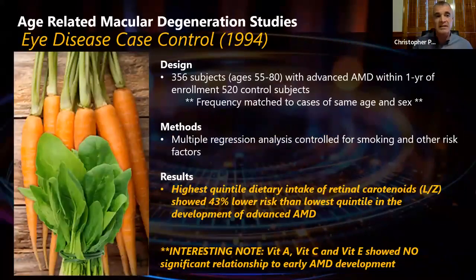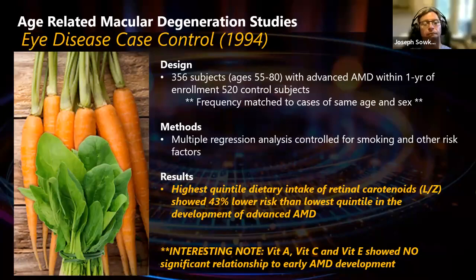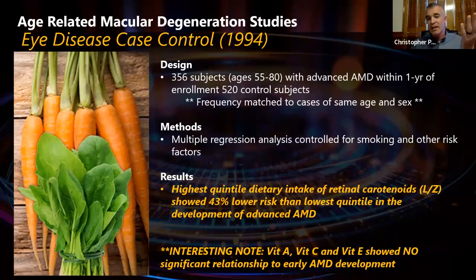So the EDCC, the Eye Disease Case Control study, kind of kicked everything off. You heard me mention retinal carotenoids earlier. Even back in 1994, from this food questionnaire survey, it was identified that the highest dietary intake of retinal carotenoids essentially had a 43% risk lowering of advanced AMD. And I think that was from just a food questionnaire. This was kind of the base setting of where these next studies came in.